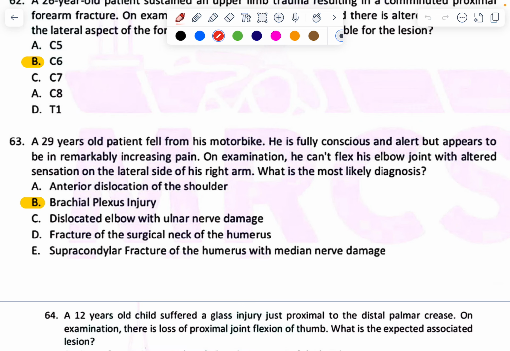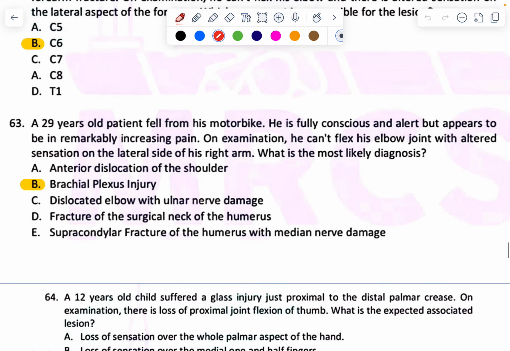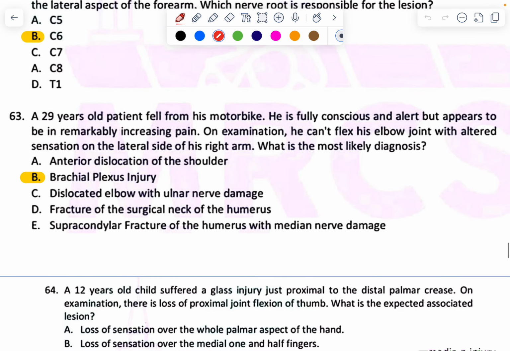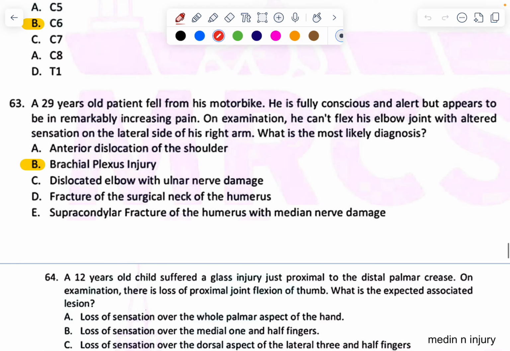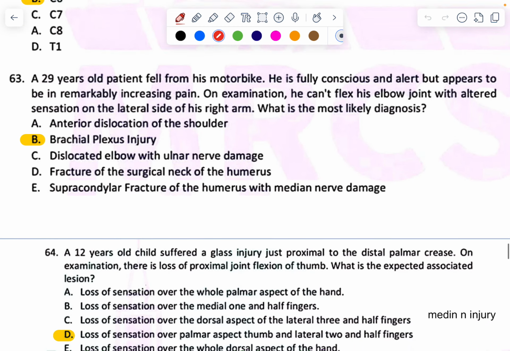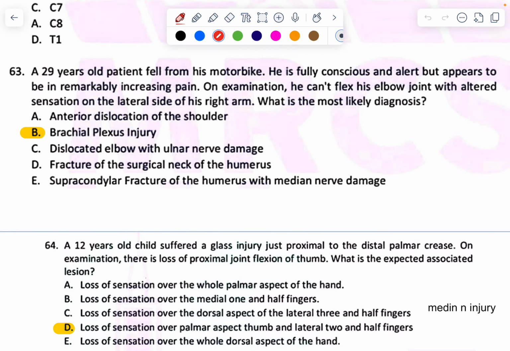A 12-year-old child suffered a glass injury proximal to the distal palmar crease. On examination, there is loss of proximal joint flexion of the thumb. Which is the expected associated lesion? Now there is some flexion of the thumb. So flexion of the thumb means flexor pollicis longus. This muscle. Let's see the options. Sensation: what is the associated lesion? Loss of sensation, palmar thumb and lateral two fingers.